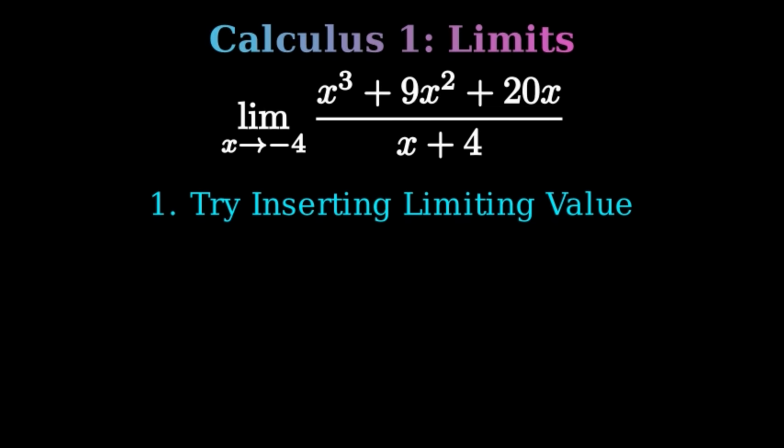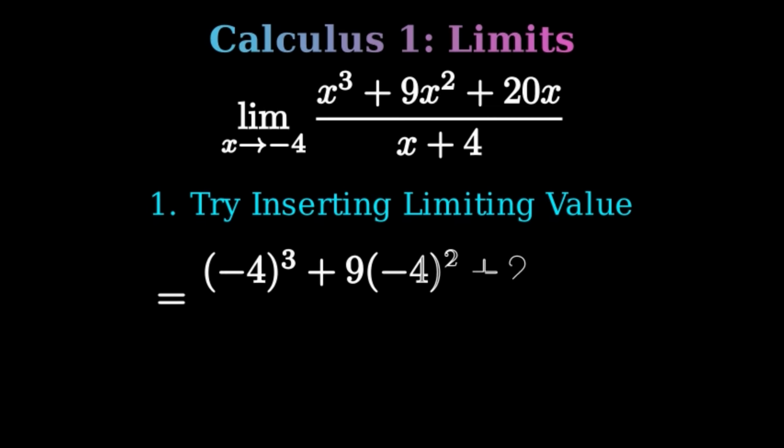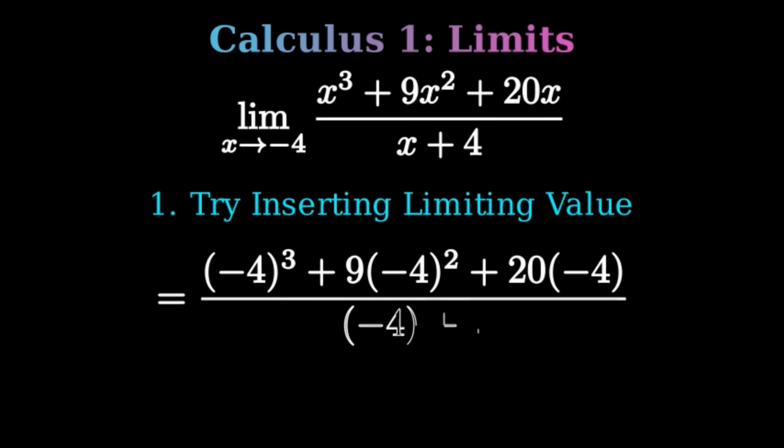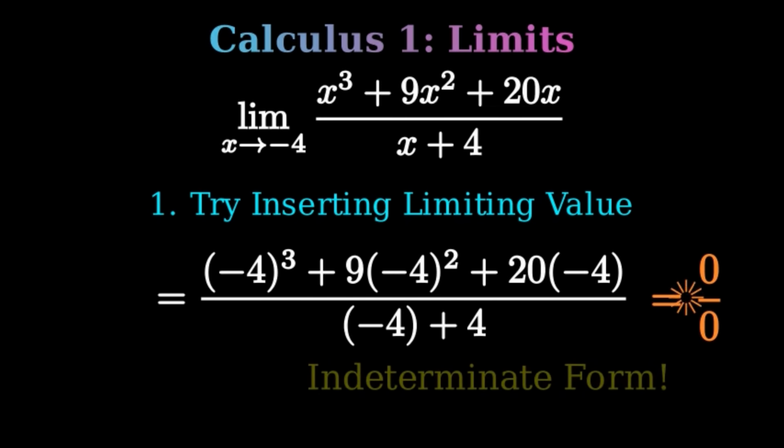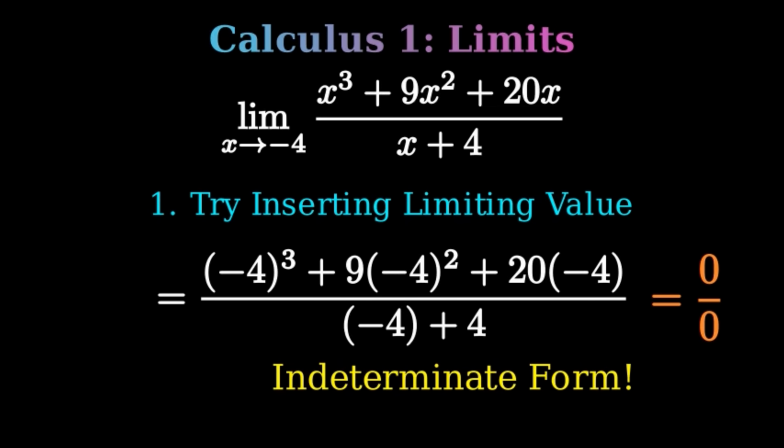If we do that, we'd get (-4) cubed + 9 times (-4) squared + 20 times -4 over -4 + 4. Okay, if we calculate this, you run this through the calculator or do it by hand, we'll get 0 over 0. That is the indeterminate form. That's not going to fly in calculus, okay? So after that, typically when this happens, what you're going to want to do is try to do some type of algebra manipulation.